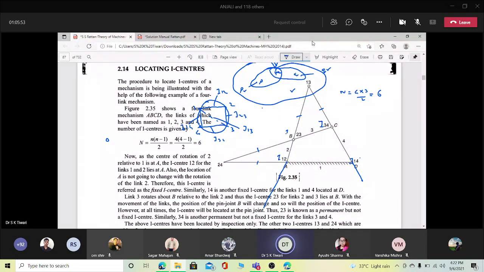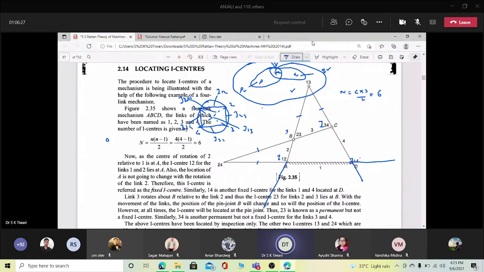So if I join the vertices 2 with 4, मेरे पास क्या आ जाएगा? Triangle 1, 2, 4 and 2, 3, 4. Now I'll talk about the triangle 1, 2, 4. The sides are 1, 2, 2, 4. Where is 1, 2? This is 1, 2 and this is 1, 4. So if there is a third I center known as I 2,4, it should be on the straight line. इस डायरेक्शन में भी एक्सटेंड कर दिया.